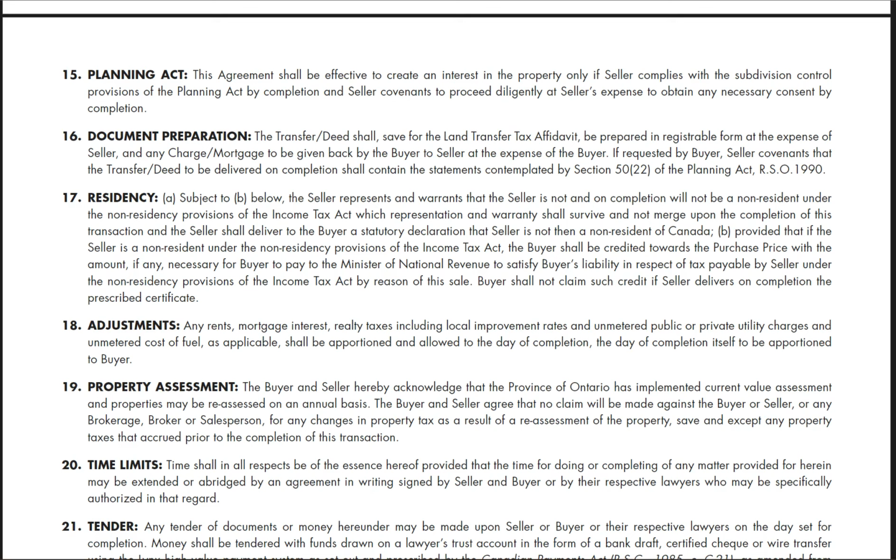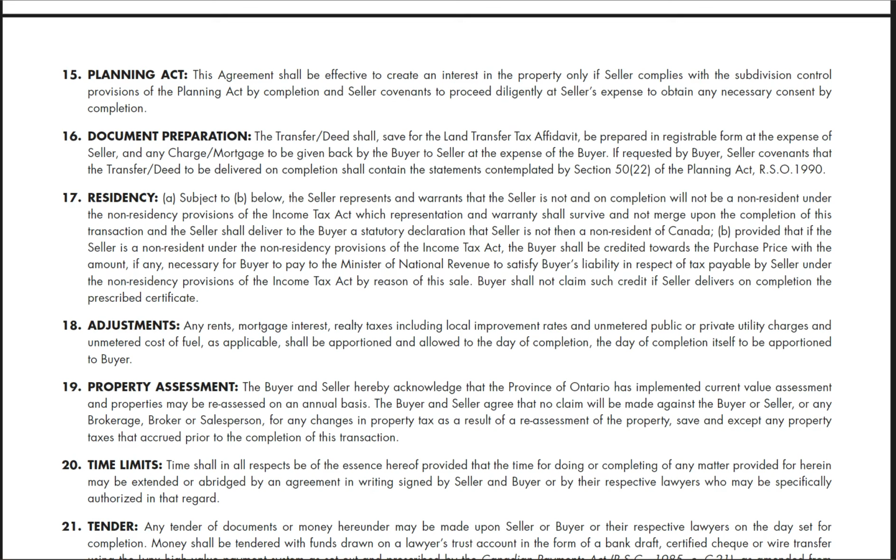Again, this is something that is usually taken care of by the lawyers. So in that scenario, I would recommend speaking with your lawyer wholeheartedly on this. So what happens if the seller is a non-resident? Again, this is an edge case, but it still happens.